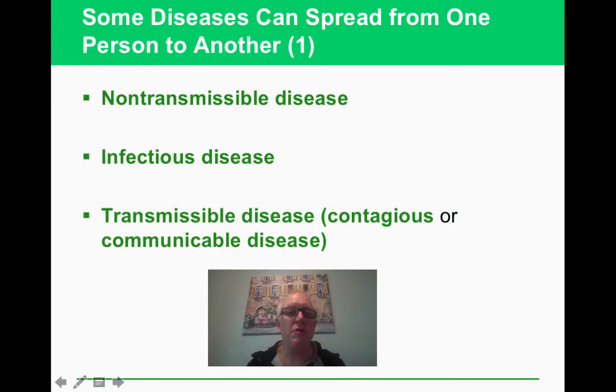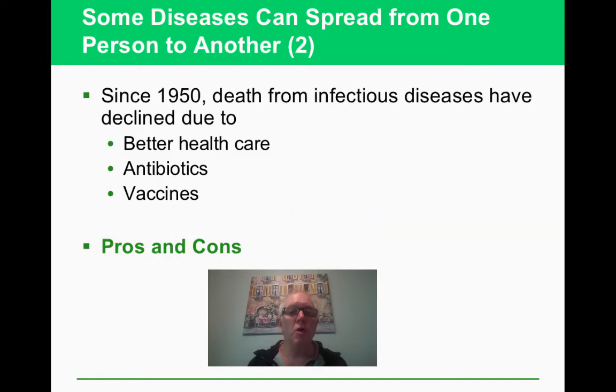One thing is diseases can be non-transmissible. Heart disease is non-transmissible. Cancer is non-transmissible. Infectious diseases are diseases that are caused from infections. And transmissible diseases can be transferred from one group to another, one person to another, or an animal to a person as well. Okay, we have cut down in the United States because of better health care, antibiotics, and vaccines. We have cut down dramatically on the diseases that we have to face. But in other parts of the world, that's not quite the case.